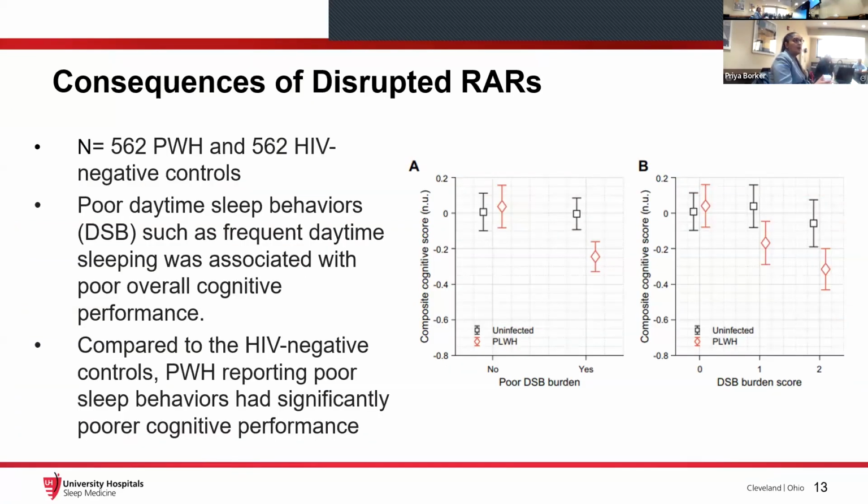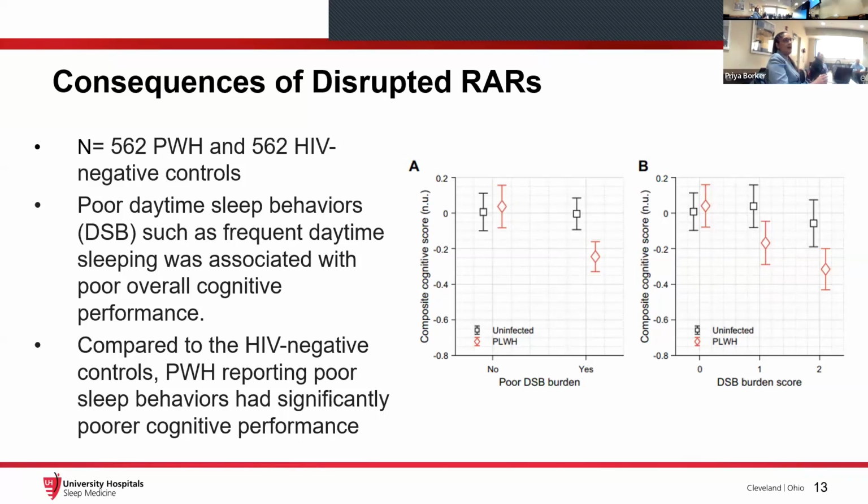And so there's a variety of consequences of disrupted rest activity rhythms that have been shown in the non-HIV population. People who have more disrupted rest activity rhythms are at more risk of depression, anxiety, and metabolic syndromes. None of those studies have yet been done in people with HIV, though, so we'll see if that continues to hold true, but I would expect it to.